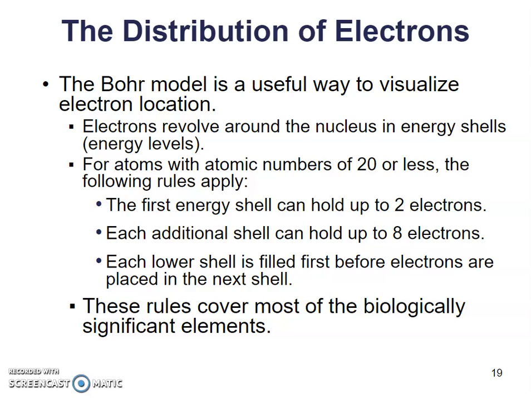The first energy shell can hold up to 2 electrons, and each shell after that can hold up to 8. And the lower shells are filled before the higher ones. These rules cover most of the biologically significant elements. Okay, so the ones that we're going to talk about in this class.